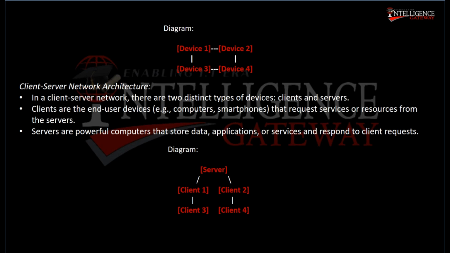Client-server network architecture. In a client-server network, there are two distinct types of devices: clients and servers. Clients are the end-user devices, e.g., computers, smartphones, that request services or resources from servers. Servers are powerful computers that store data, applications, or services and respond to client requests.